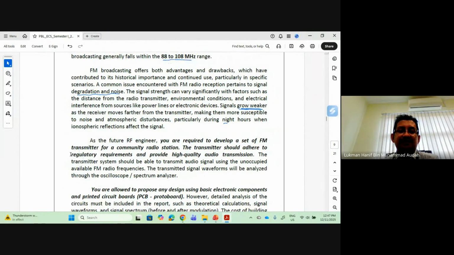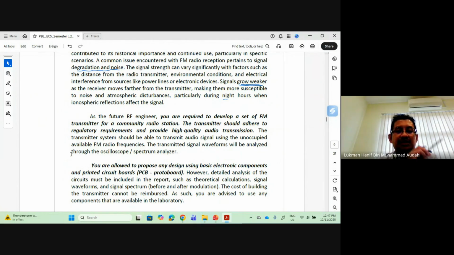As a future RF engineer, you are required to develop a set of FM transmitter for a community radio station. The transmitter should adhere to regulatory requirements and provide high quality audio transmission. Okay, that means you should use the frequency from 88 until 108 megahertz. So the transmitter system should be able to transmit audio signal using the unoccupied available FM radio frequency. The transmitted signal waveform will be analyzed through the oscilloscope and spectrum analyzer.